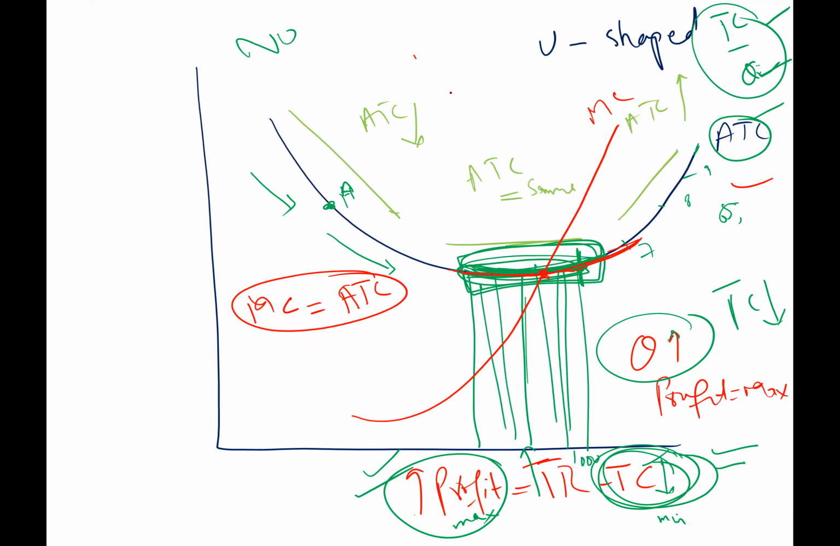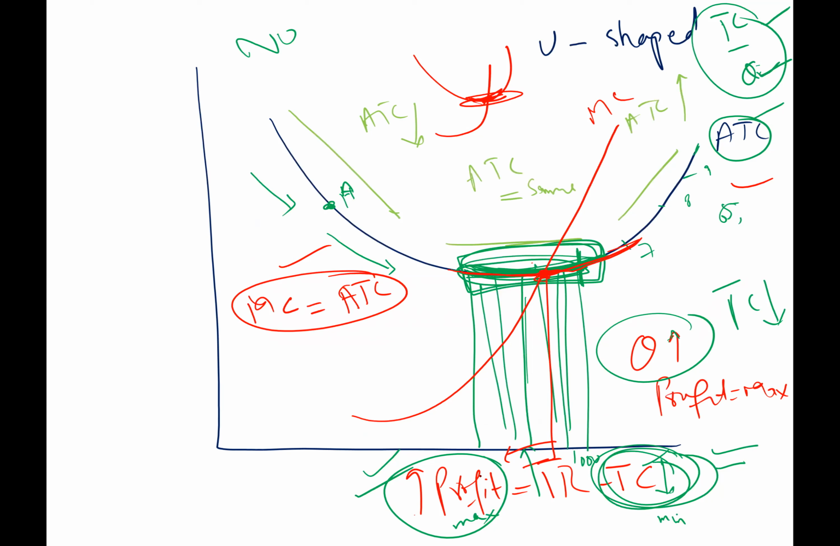So this U-shaped minimum, MC crosses there, right? So it's better, rather than making this graph, to find out where we have to produce: just produce where MC is equal to ATC. So this point is that which gives us maximum profit. So understand?